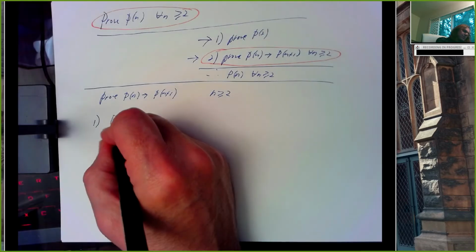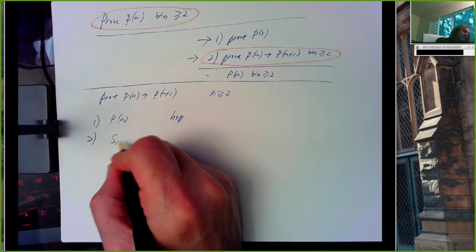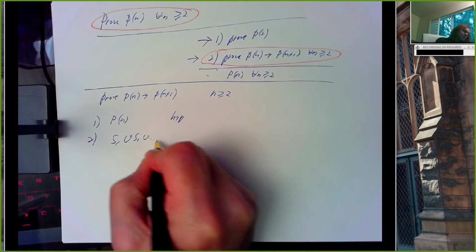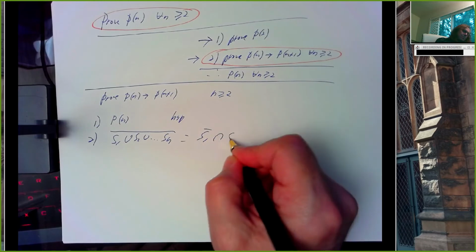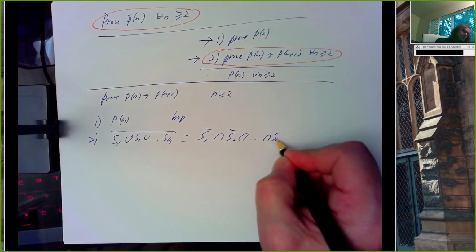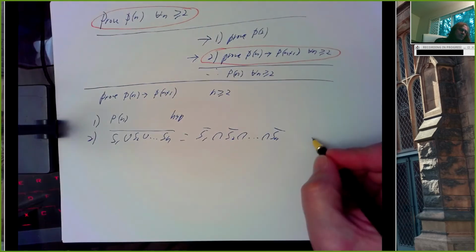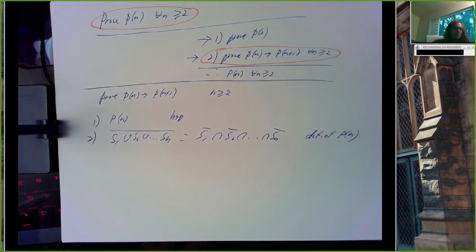So step 1, P of n, that's our hypothesis. Step 2, S1 union S2 union everything else out to Sn is equal to this. That's the definition of this family of propositions.